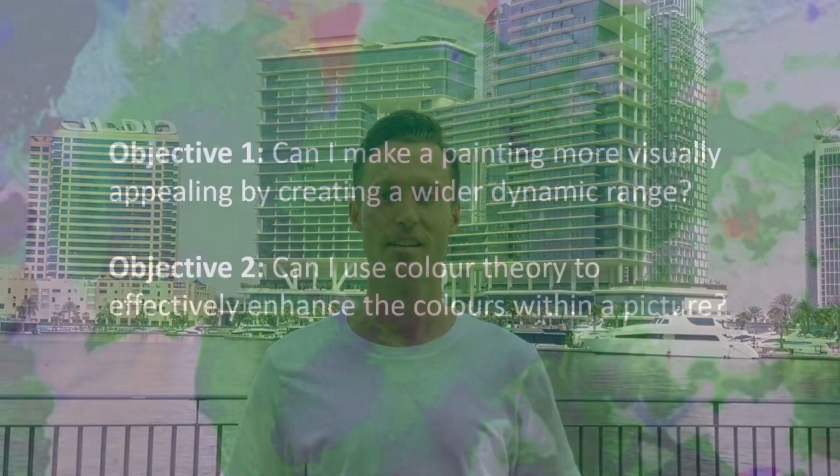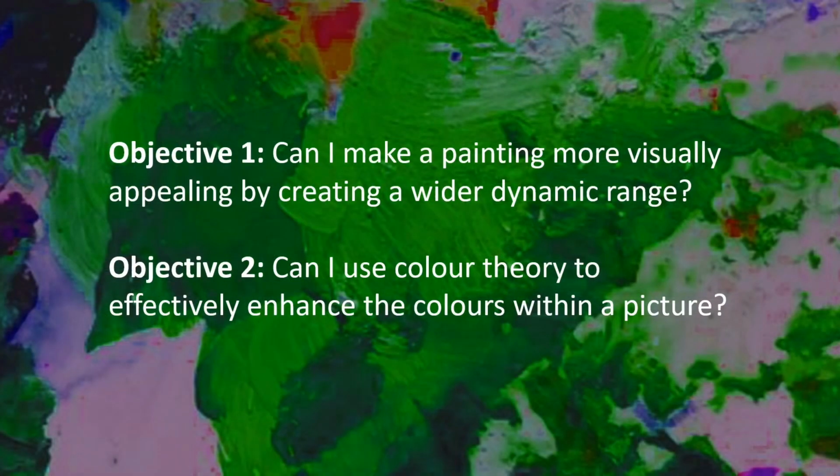Today is a short video showing you how to enhance your artwork and make your paintings really stand out to the viewer. To do this, we're going to have to achieve these two objectives. Can I make a painting more visually appealing by creating a wider dynamic range? And can I use colour theory to effectively enhance the colours within a picture?